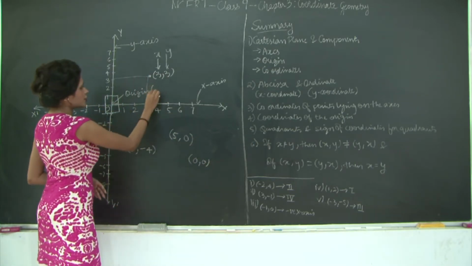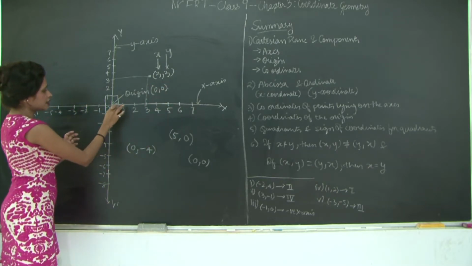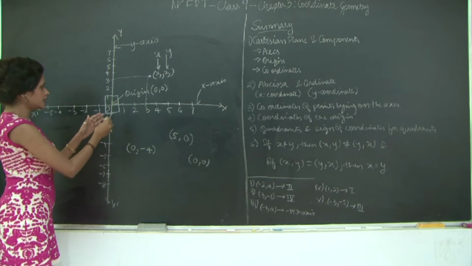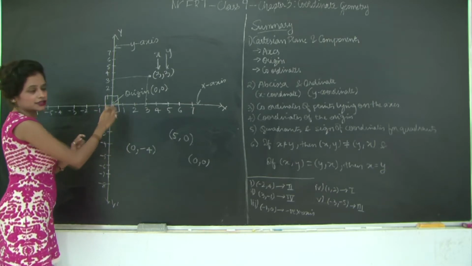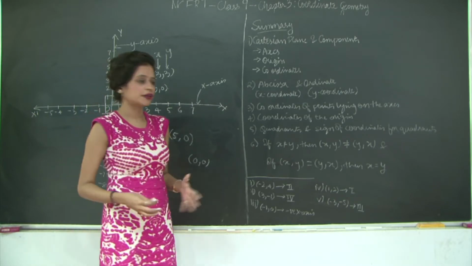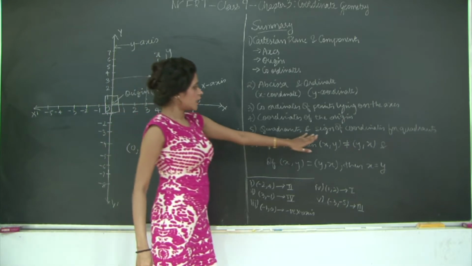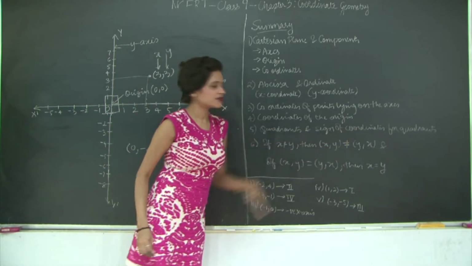Now the coordinates of the origin are always 0, 0. So this origin over here is 0, 0, because here if you notice the x and y axes are intersecting. Since we have to represent coordinates in terms of two parameters, which is why we say 0, 0.